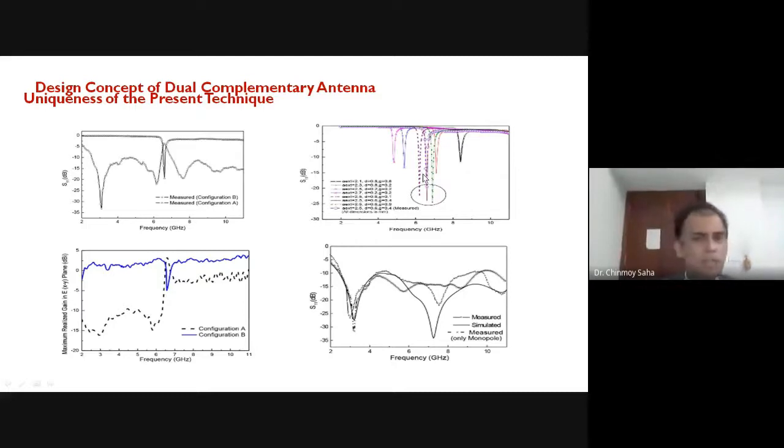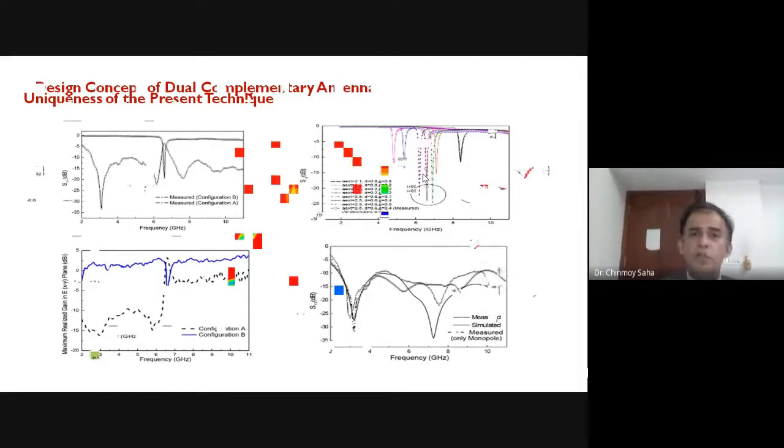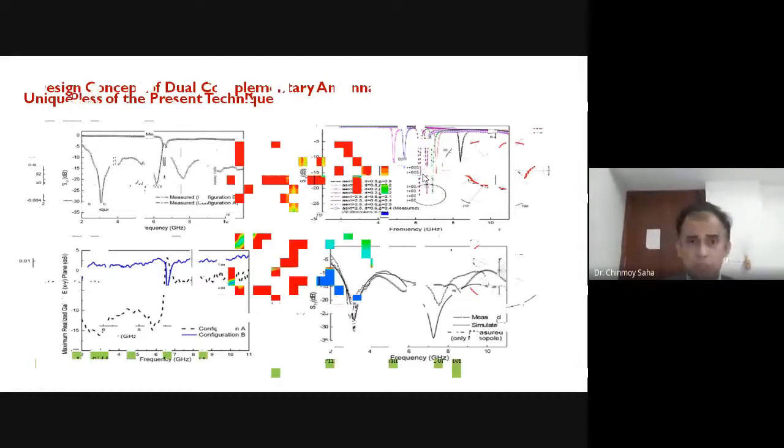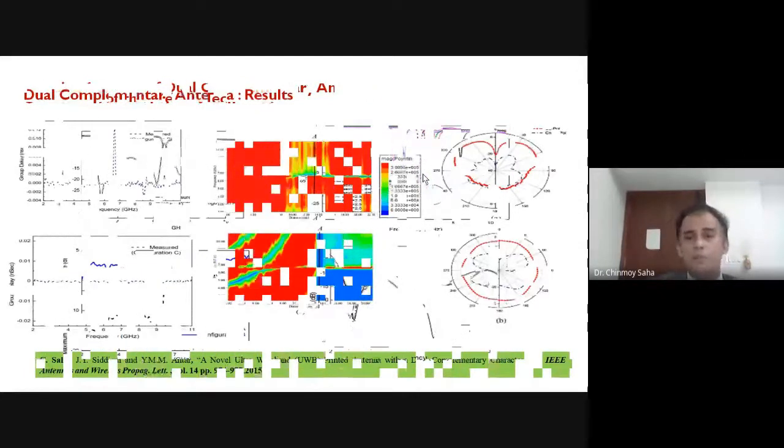But the question is, as I said, because we have only a single pair of SRR and we can't change this dimension, we have to come up with some other thought process. I'll be coming to that. Just let us wait for a few more moments.